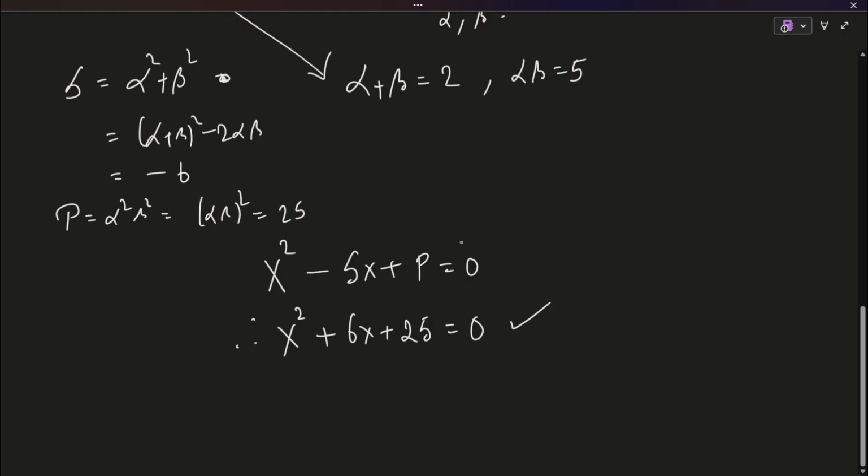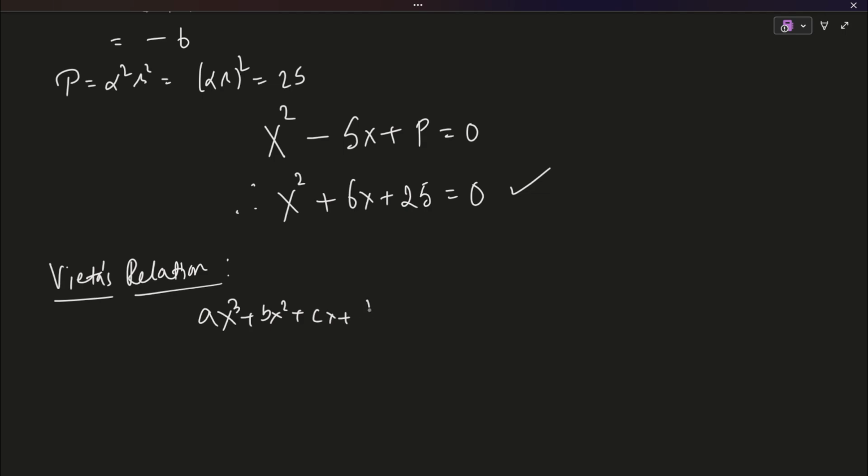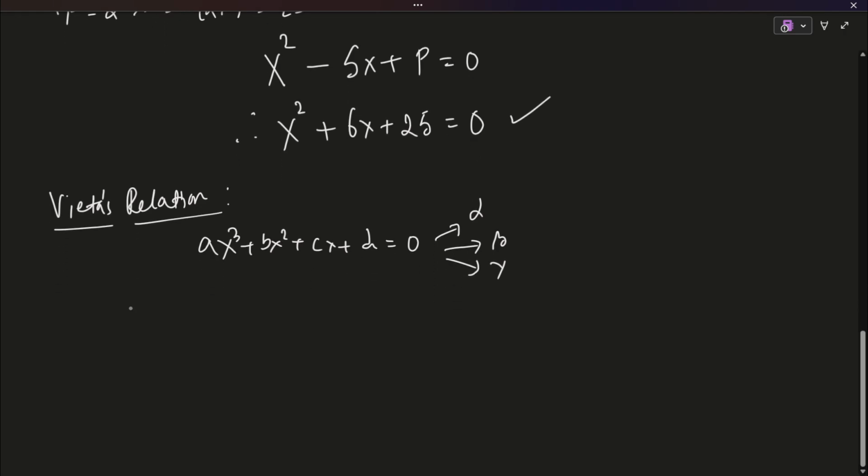Now, there's not much theory to be done in quadratic equations. Let's look at Vieta's relations for a cubic polynomial, from which we can understand how it can generalize to any polynomial. So Vieta's relation would simply say that, let's say you have something like this: ax cubed plus bx square plus cx plus d. Now, this equation has roots alpha, beta, and gamma.